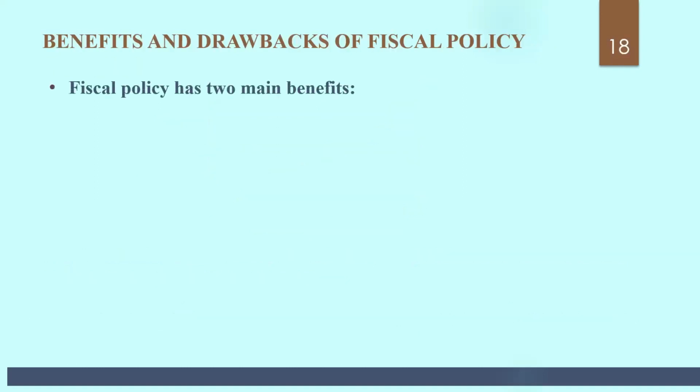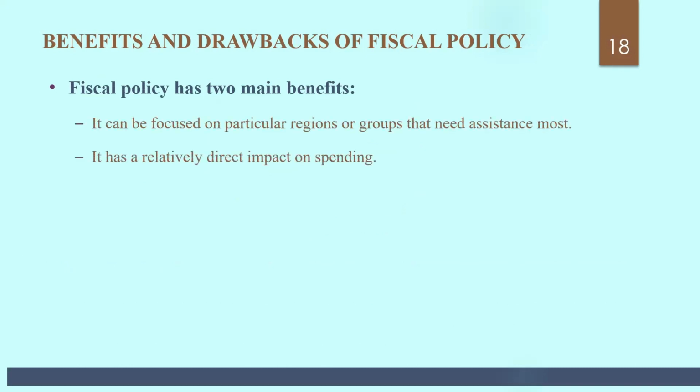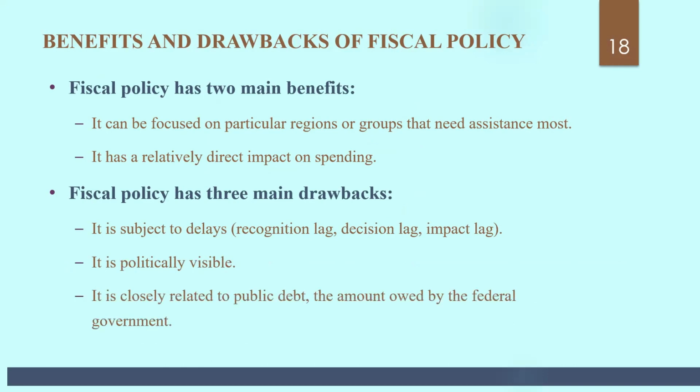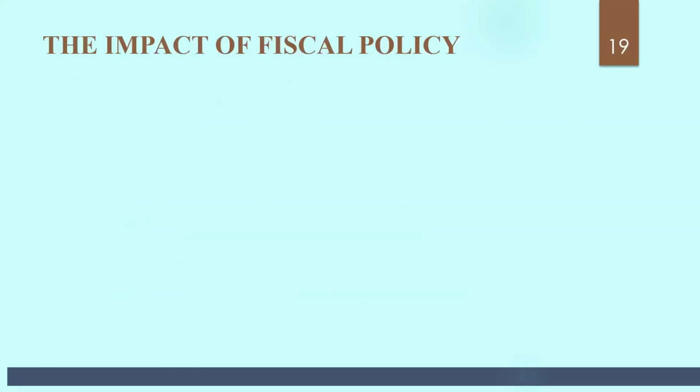Benefits and drawbacks of fiscal policy. Fiscal policy has two main benefits. It can be focused on particular regions or groups that need assistance most, and it has a relatively direct impact on spending. Fiscal policy has three main drawbacks. It is subject to delays: recognition lag, decision lag, impact lag. It is politically visible. It is closely related to public debt, the amount owed by the federal government.